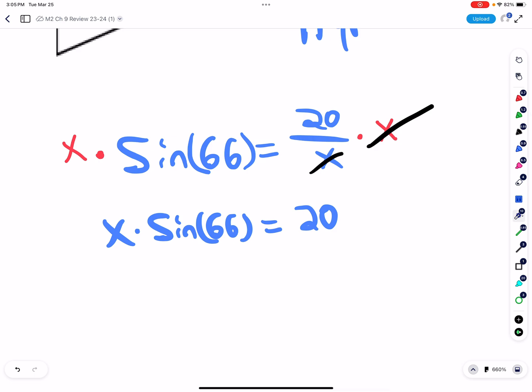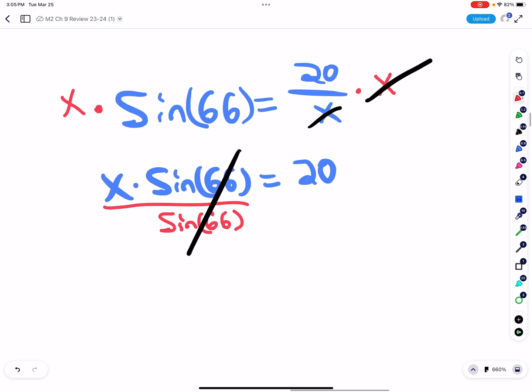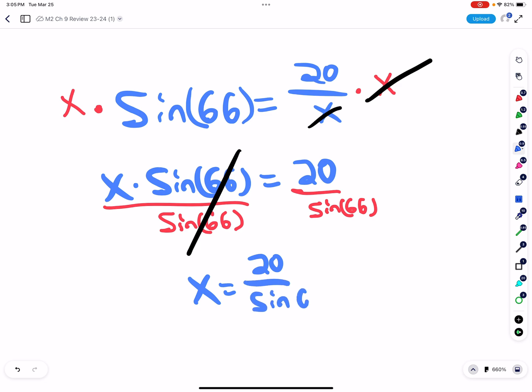Well, our goal for solving is to get x alone. So we've got to break these guys apart. They're multiplying, so to break up multiplication, we divide. So I'm going to divide by sine of 66. That way those guys cancel. But I also have to divide this side by sine of 66. So x is going to equal 20 divided by sine of 66.